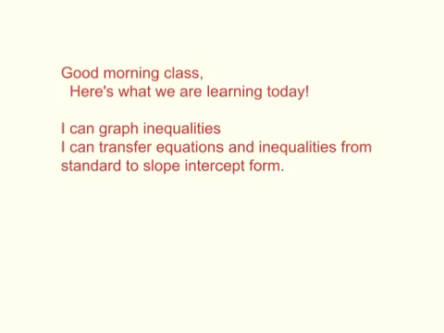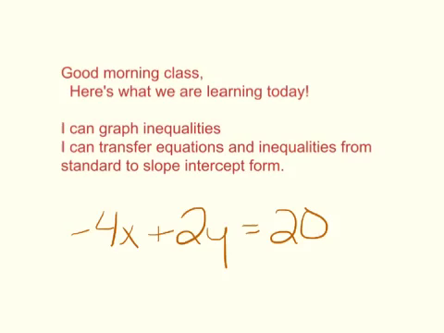On the bottom here, I'm going to write an equation in standard form. Here we go. Negative 4x plus 2y equals 20. What we're going to do right after this is watch a flip video that's going to go through the process of actually solving that. But what I want you to do right now is attempt to solve that. Negative 4x plus 2y equals 20. I want you to put that into slope-intercept form.